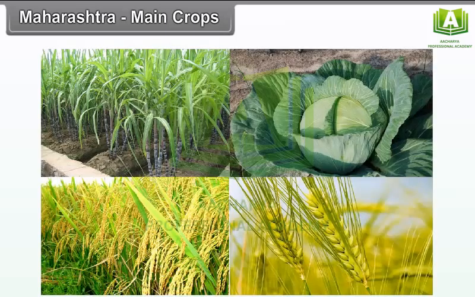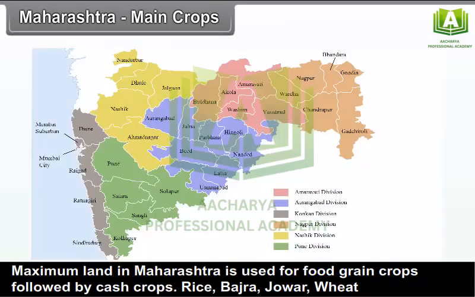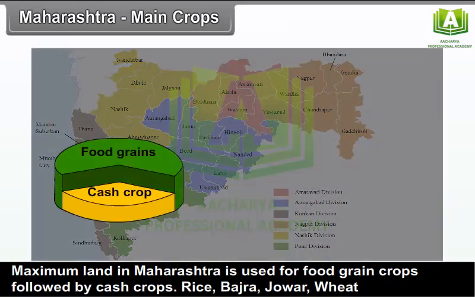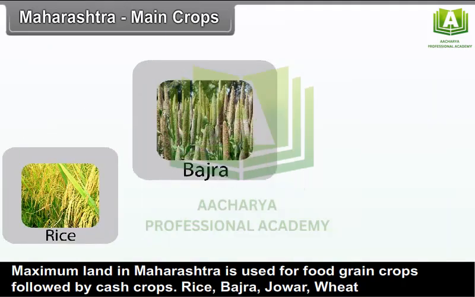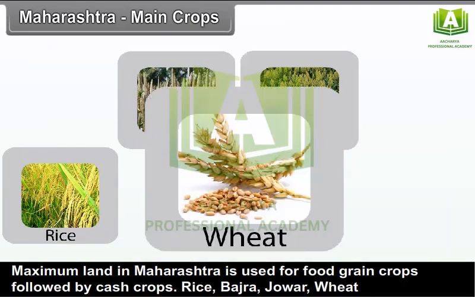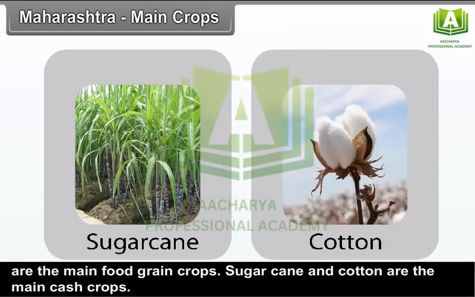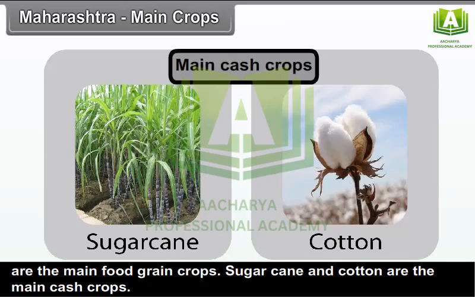Maharashtra, main crops. Maximum land in Maharashtra is used for food grain crops, followed by cash crops. Rice, bajra, jowar, wheat are the main food grain crops. Sugarcane and cotton are the main cash crops.